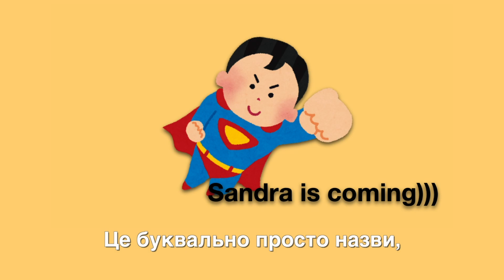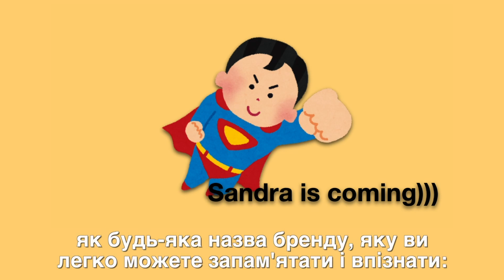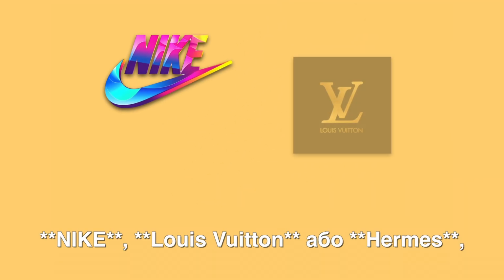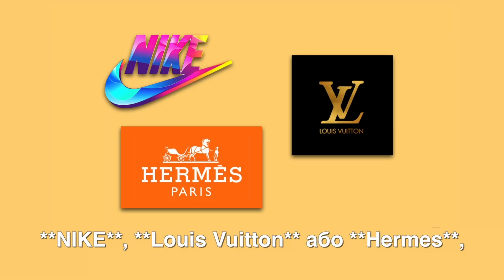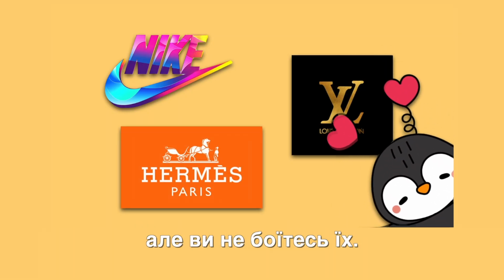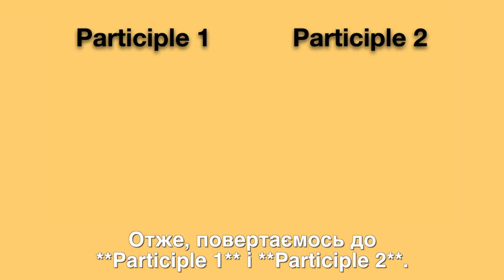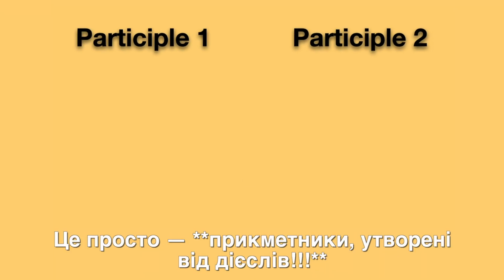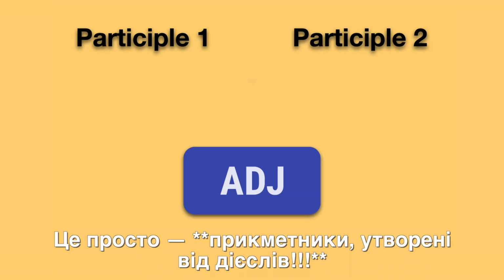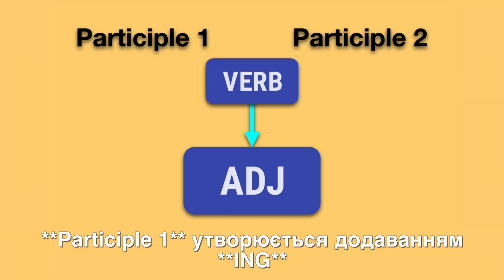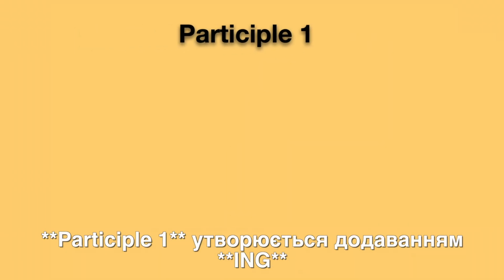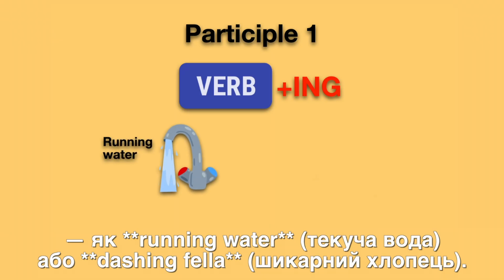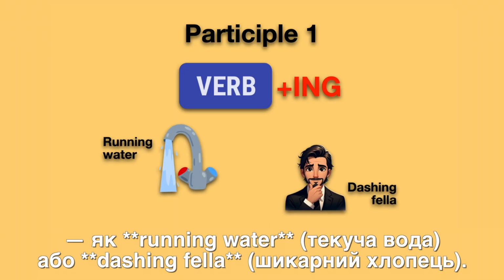These are literally just names, like any brand name that you can easily remember and recognize, like Nike, Louis Vuitton, or Hermes. But you don't seem to be afraid of those. Anyway, back to participle 1 and 2. These are simply adjectives formed from the verb. Participle 1 is formed by adding ing, like running water, or dashing fella.